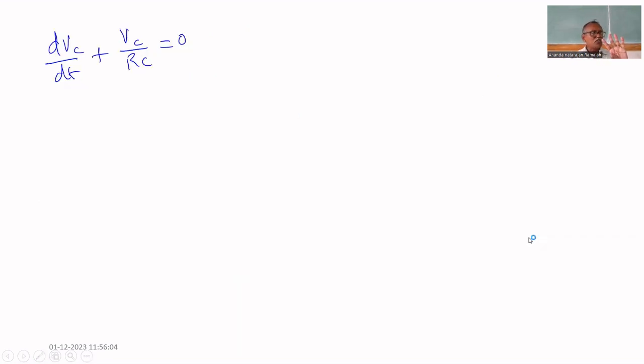Complementary function means we have to assume input equal to 0. First we have to find the natural response. It has many names in mathematics. Natural response or complementary function, both are the same.